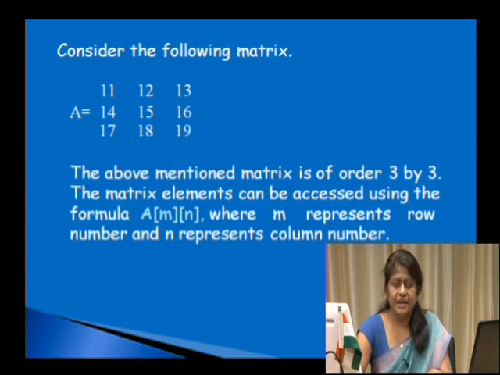Consider this matrix A, which consists of these elements. So, this is a 3 cross 3 matrix, meaning that it has 3 rows and 3 columns. And the elements of this matrix or array are going to be accessed by making use of A[M][N], where M and N are enclosed by the square brackets.